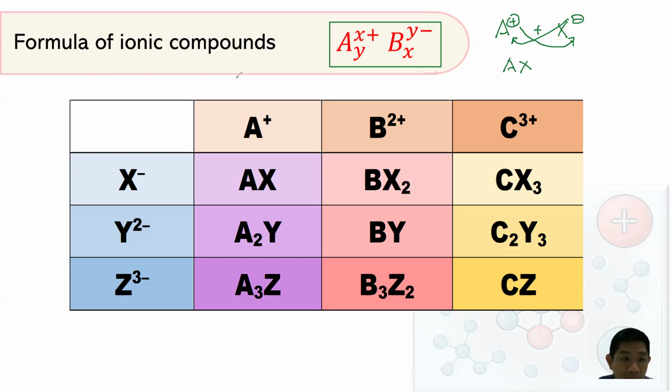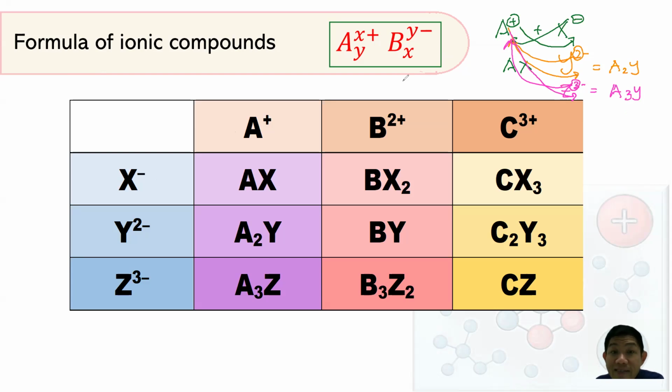If let's say you have the next example, A+ and Y2-, you have A+ going to here and Y2- going to here. Therefore, you have the formula A2Y. Last but not least, when you have Z3- in here, you have 1+ and 3- going to here, so you get the formula A3Z.